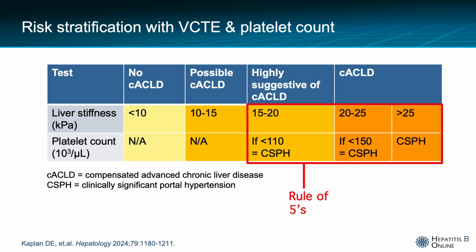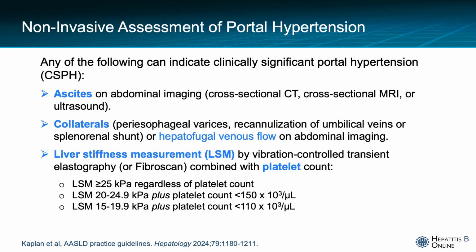So what about someone who falls in the gray zone in the rule of fives? Well, that's where the platelet count comes in to help differentiate CSPH. We now have an updated algorithm for determining clinically significant portal hypertension through non-invasive means using a combination of imaging, routine CT or ultrasound, where the presence of ascites or collaterals or reversal of hepatopetal venous flow can make the diagnosis. In the absence of these findings, we can also do so by liver stiffness with platelet count.